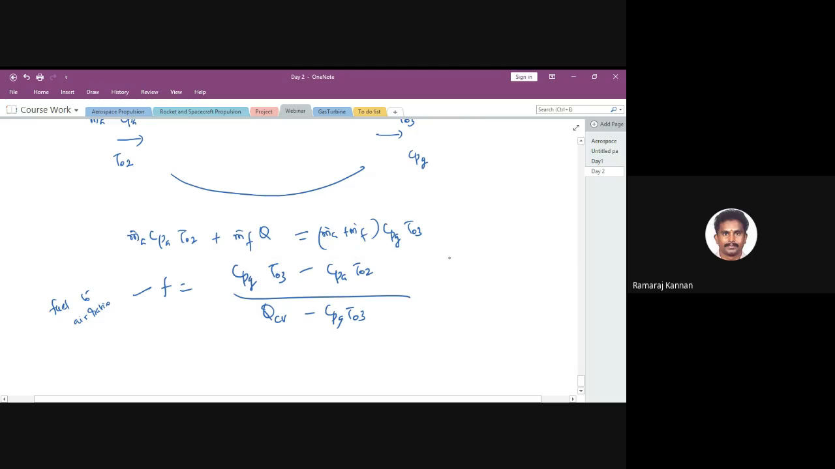Now you go for the thrust. Specific thrust is nothing but thrust divided by your m dot a. Your TSFC is nothing but m dot f divided by thrust, so we can write it as f divided by the specific thrust. That's all. Everything is over.